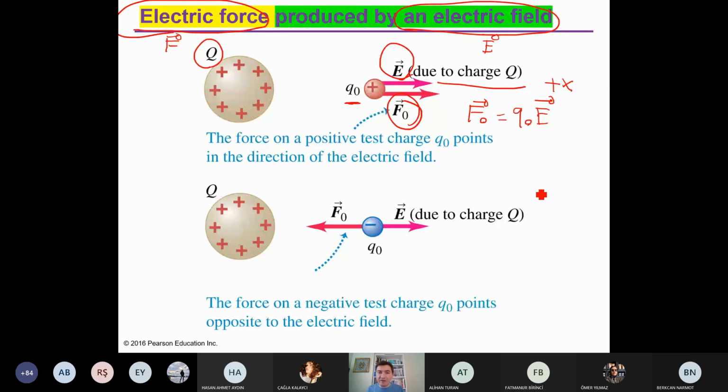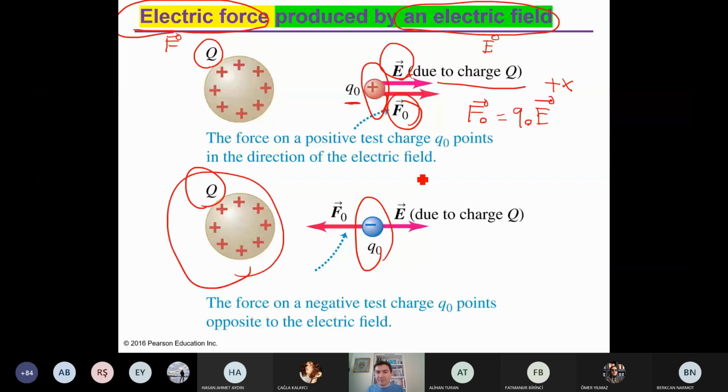But what happens if we have a negative charge? Here we have a positive charge, but here we have a negative charge with the blue color. And this capital Q is the same. This positively charged A ball produces this electric field, again along the positive X. But when the test charge is negatively charged, the direction of the force is opposite to the direction of the electric field. You can understand it like this. Just put this one here, and just write this equation.